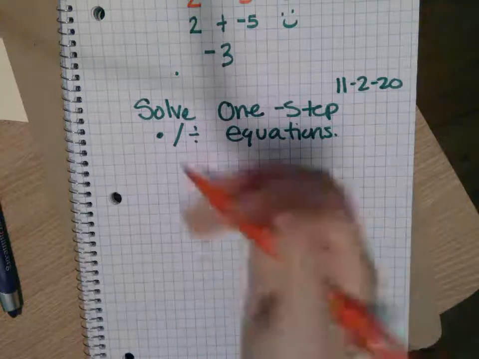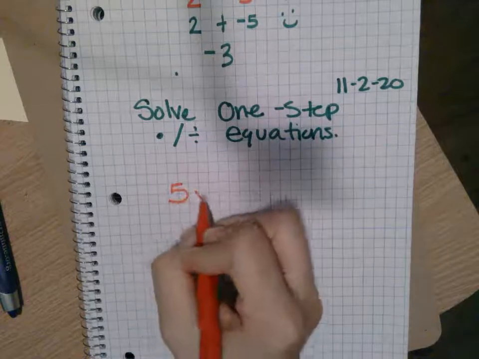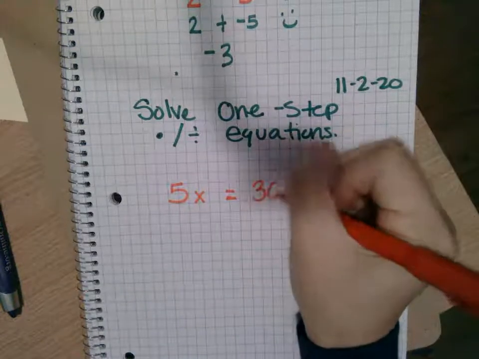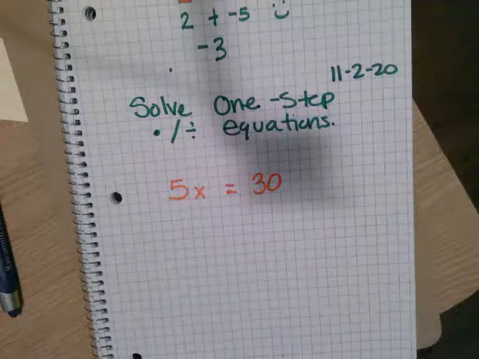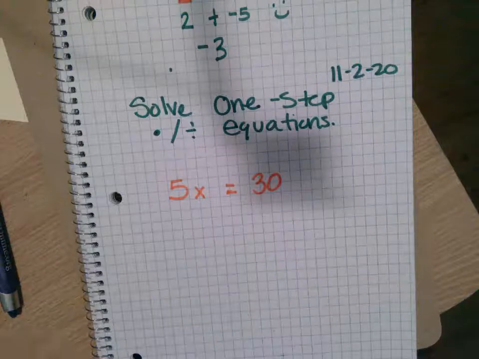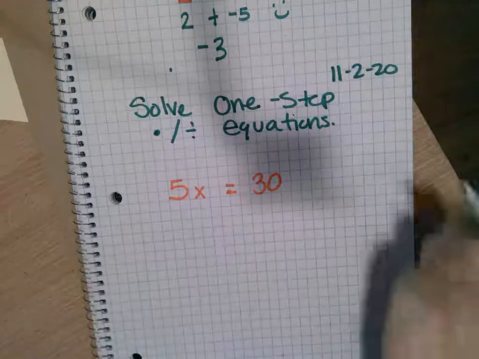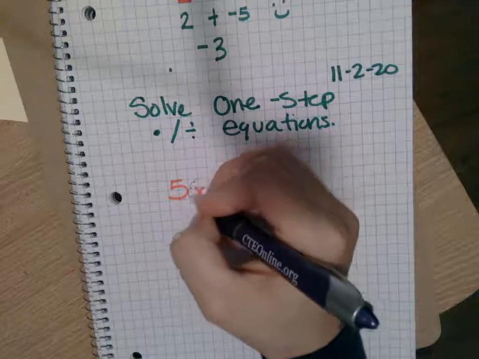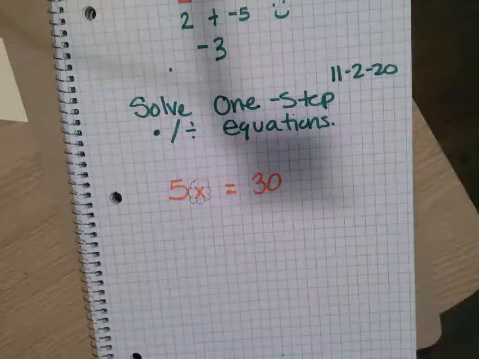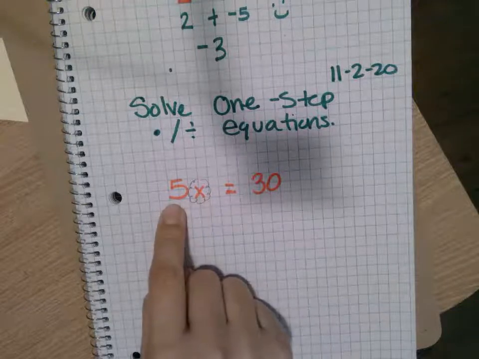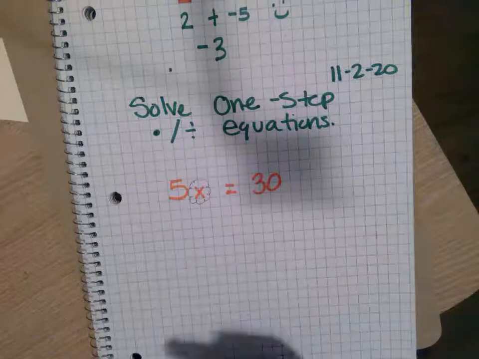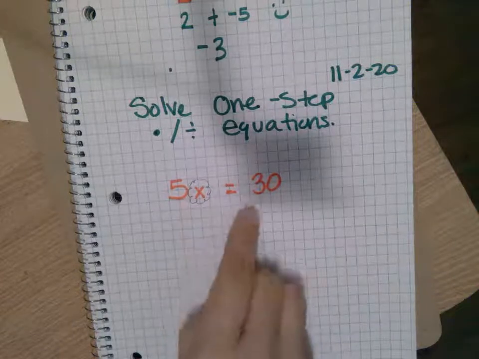Okay, so if I have the problem 5x is equal to 30, okay? 5x is equal to 30. Now, again, your goal in life right now is to get x by itself, right? So what's the number that is next to the x? The 5, right? So I want to move the 5 to the other side.